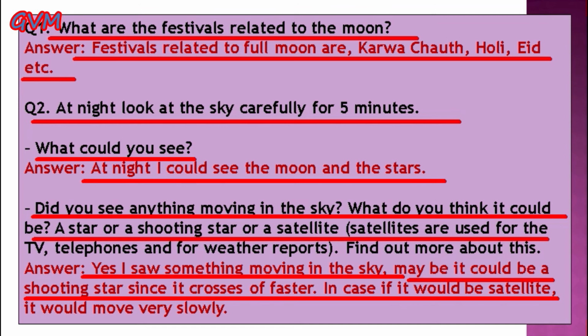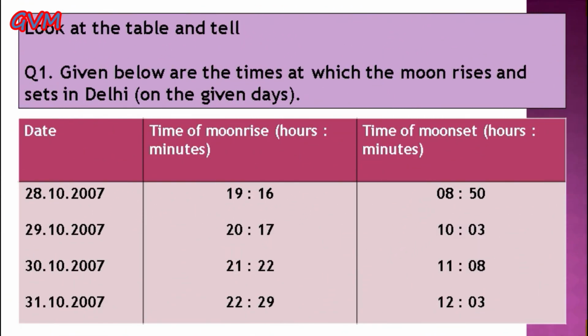So students, if it crosses faster, then you have to write down here shooting star. And if it moves very slowly, then you have to write down here satellite. Now students, here is a table given. Now you have to observe the table very carefully. Then you have to write down the answers of the questions that follow.